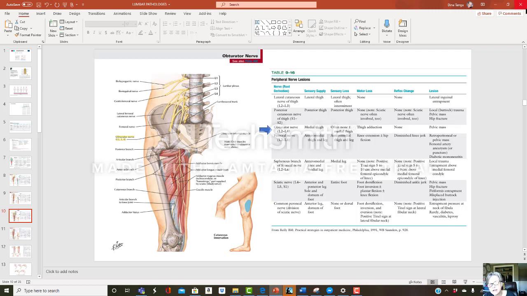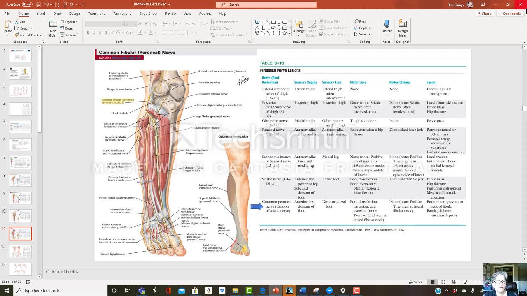Sensory loss, often none. I'm not sure what they mean by plus or minus, but medial thigh, I guess, can be more sensory or less sensory. Medial thigh. I'm not sure what they mean by that. Motor loss is thigh adduction. Reflex change, none, and lesion would be a pelvic mass.